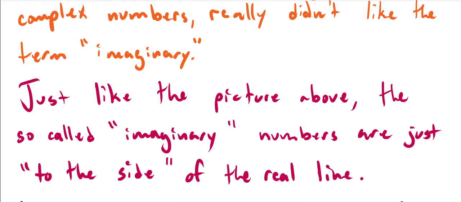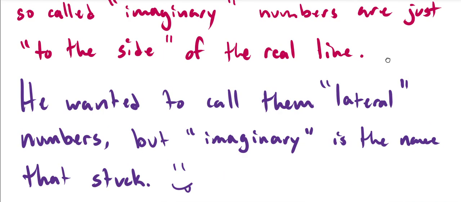Now, just like the picture we just looked at, the imaginary numbers are really just to the side of the real number line. They lie above it and below it, but not on it. And so Gauss really wanted to call them lateral numbers. But the term imaginary is the name that's stuck. And so that's the name that we just have to work with.